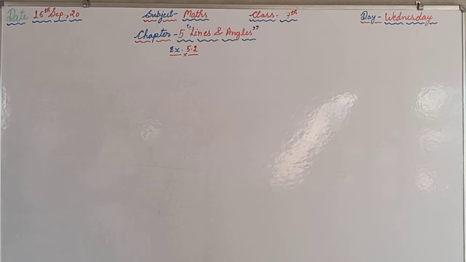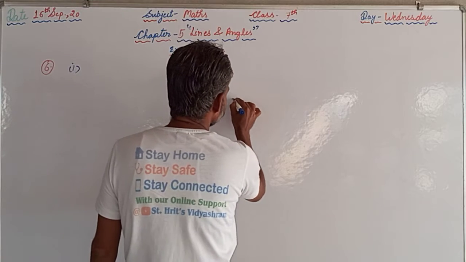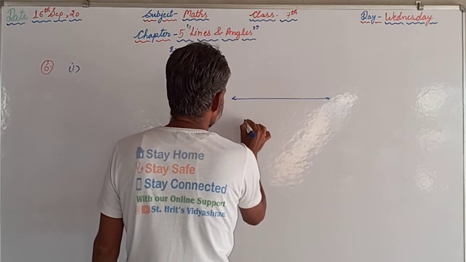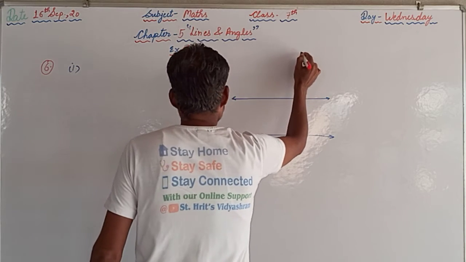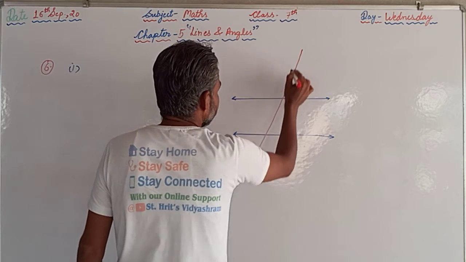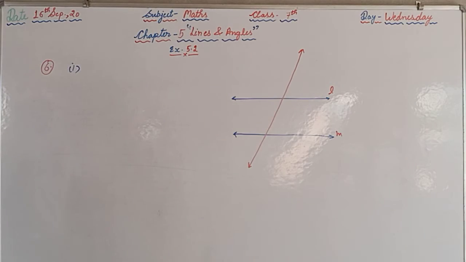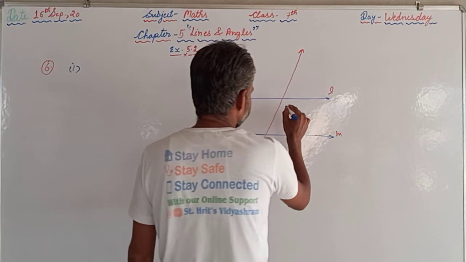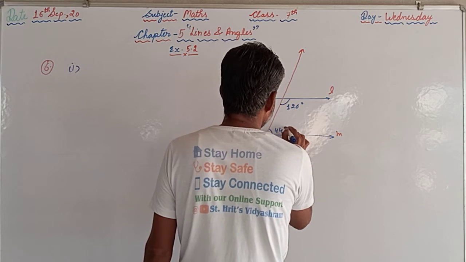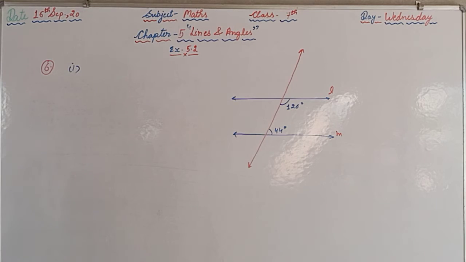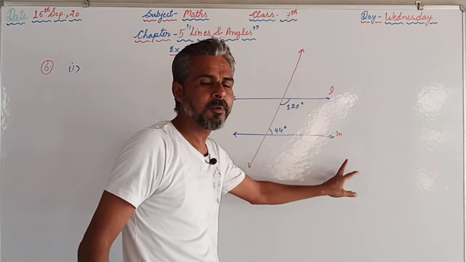So, in question 6, part first, the diagram is given like this. Two lines are there. One transversal is there, and this is line L and this is line M, and two angles are given, 126 degree and 44 degrees. So, we have to state whether L is parallel to M or not.